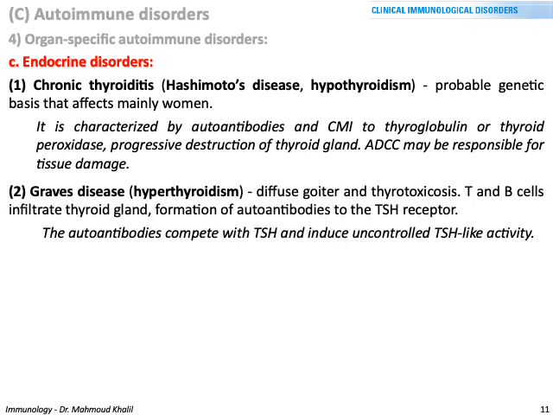The other disease is Graves' disease, hyperthyroidism, leading to diffuse goiter and thyrotoxicosis. T and B cells infiltrate the thyroid gland, leading to the formation of autoantibodies to the TSH receptor. This complex leads to competition between the autoantibodies and TSH, and induces uncontrolled TSH-like activity.